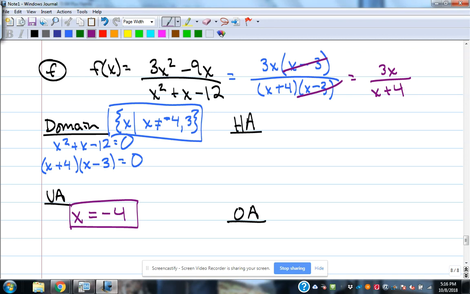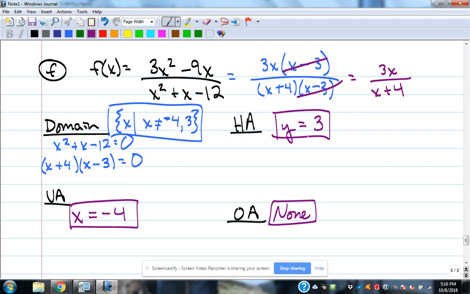Looking at the degrees, what do I know about horizontals and obliques? That's right. So we don't have an oblique. What is the horizontal one since the degrees are equal? So the coefficient of the top is 3. The coefficient of the bottom is 1. So 3 over 1, y equals 3. And we don't have an oblique.